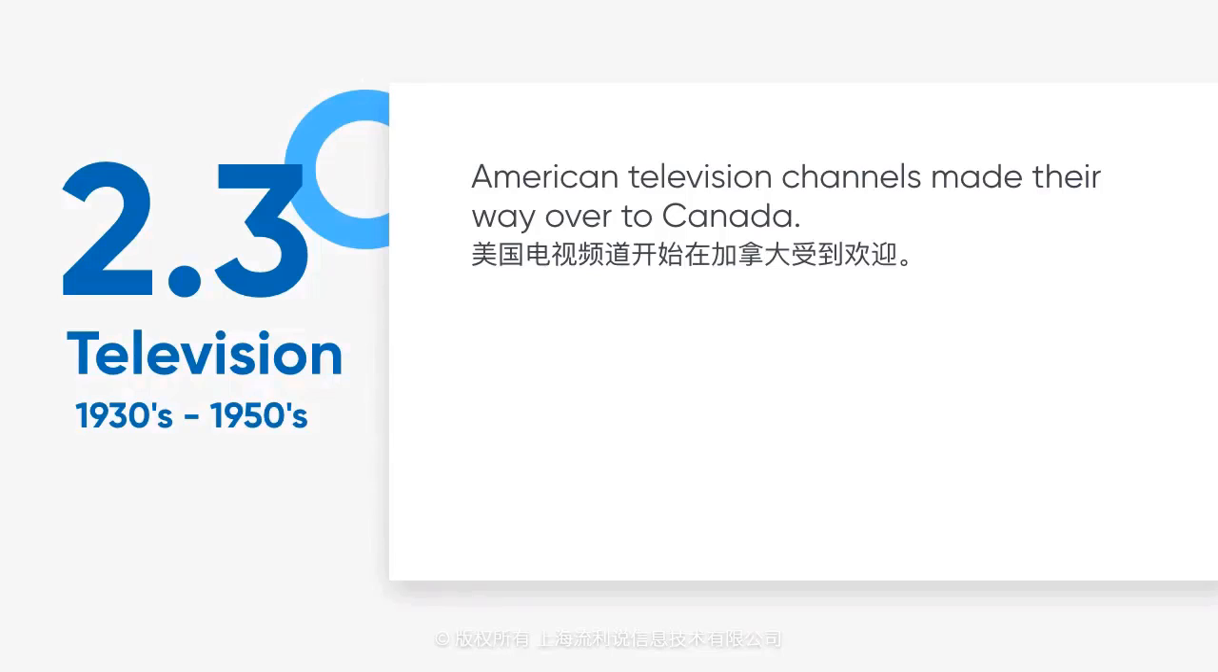While radio has continued to remain popular as entertainment while driving, in the 1950s and 1960s, television became the standard form of entertainment at home. While Canadians tended to listen to Canadian radio shows, American television channels made their way over to Canada.